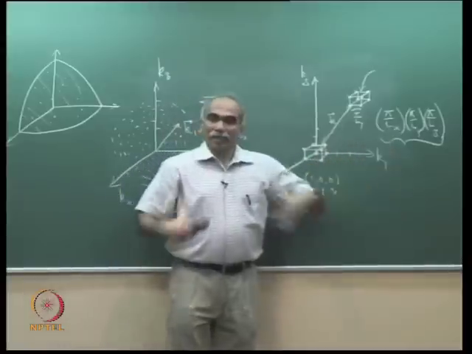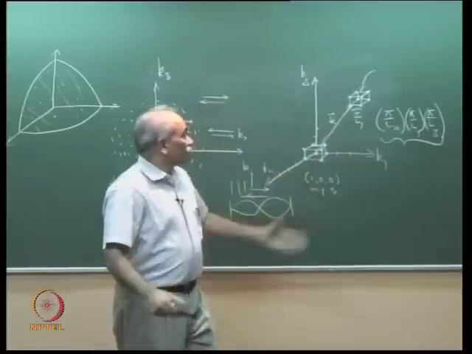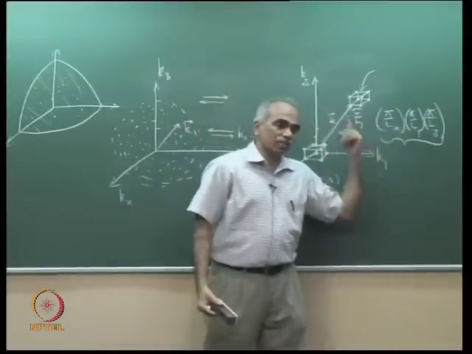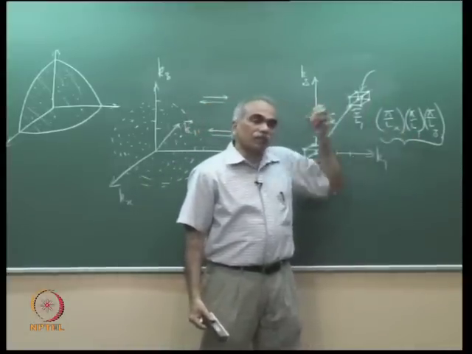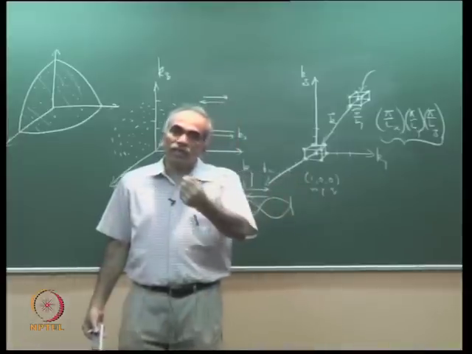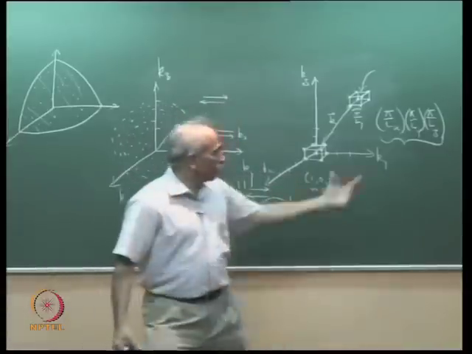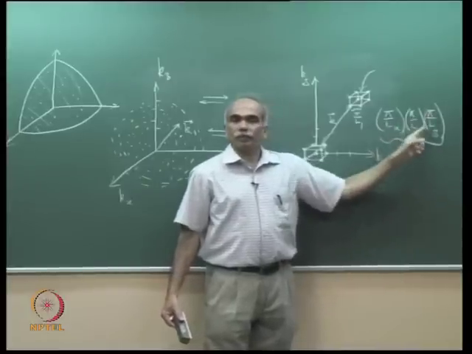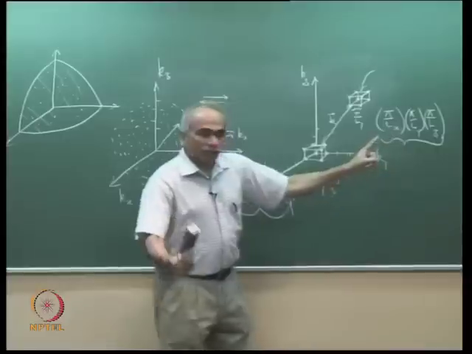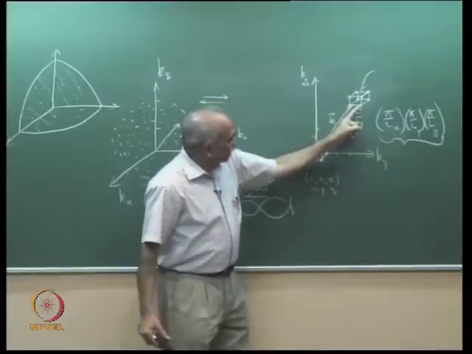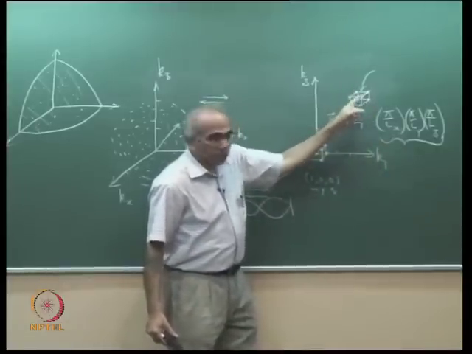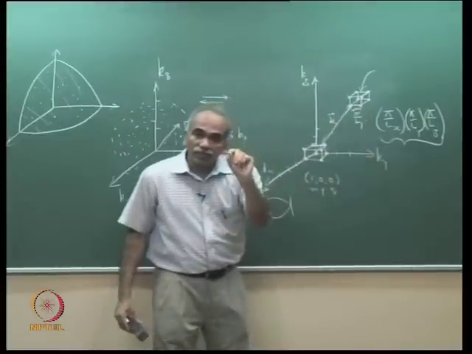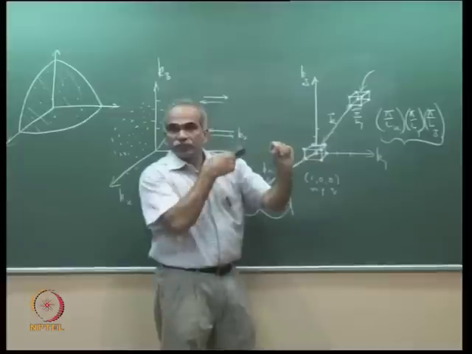I will make a statement and then you see. The volume occupied by one allowed state in the K space is given by pi by Lx, pi by Ly into pi by Lz. Why one state? There are 8 possible states here because there are 8 corners. However, every corner, every point here, is shared by 8 different cubes.